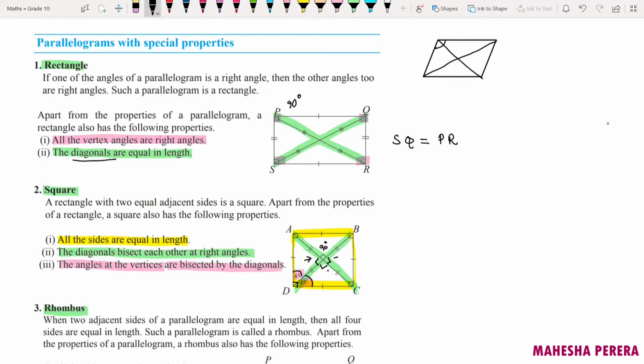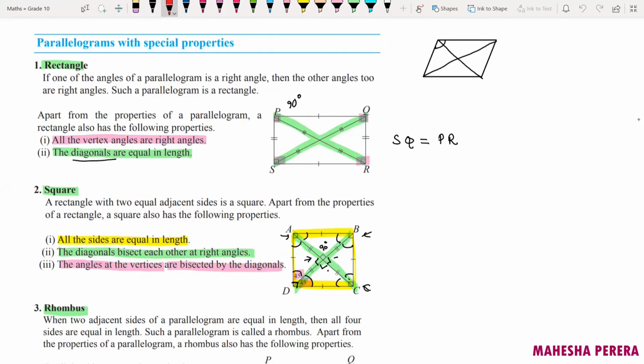Because this diagonal bisects this particular vertex angle. Right? So likewise, every vertex angle is bisected by the diagonals. Here, here, and here. Right? Here 45 degrees, 45 degrees. Also the same here and here. So these are the special properties of a square.